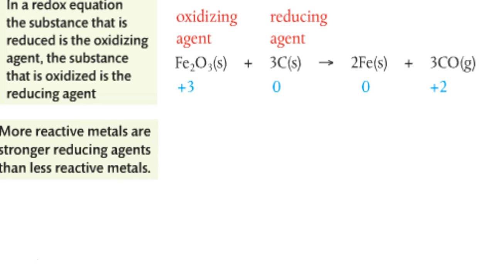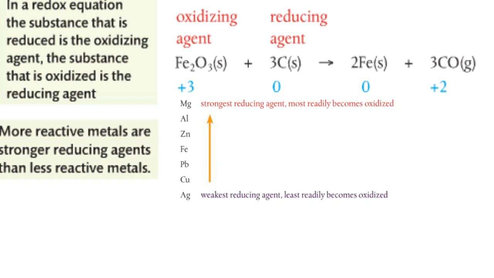Now, more reactive metals are stronger reducing agents than less reactive metals. We can see that through this activity series here, with magnesium being the strongest reducing agent and silver being the weakest reducing agent.